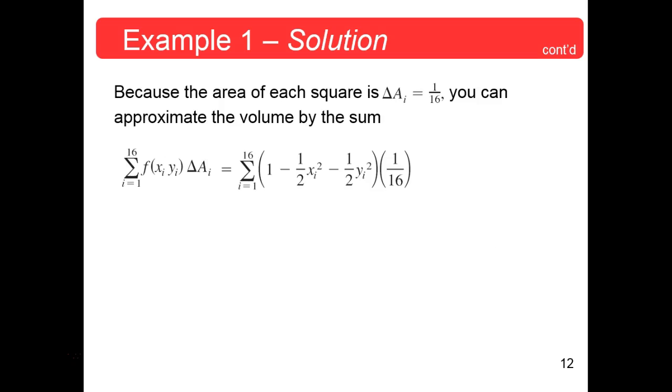And that's a pain in the neck. Because the area of each square is 1/4 by 1/4, which is 1/16, you're multiplying by the area 1/16. Now, your x sub i, y sub i, this really should have a comma in there.